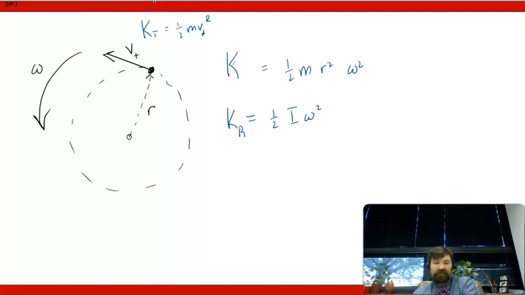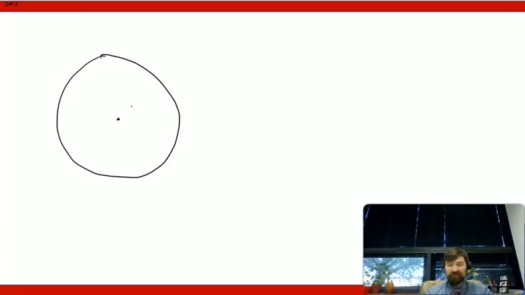Now the other thing is that I've defined this as I omega squared. That means that I can go back to my original wheel. Remember that my original wheel consists of many of these little point masses, and I could pick any given point mass and do the same thing, and I'd find that that point mass again has a kinetic energy of 1/2 I omega squared.